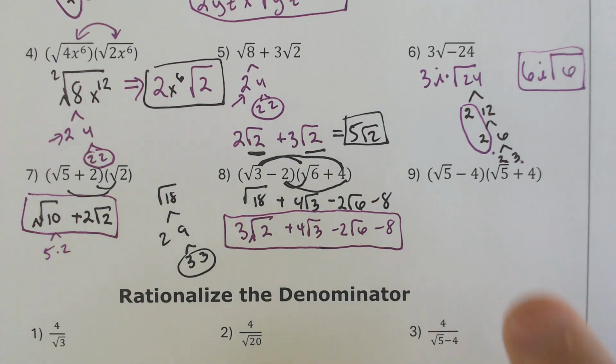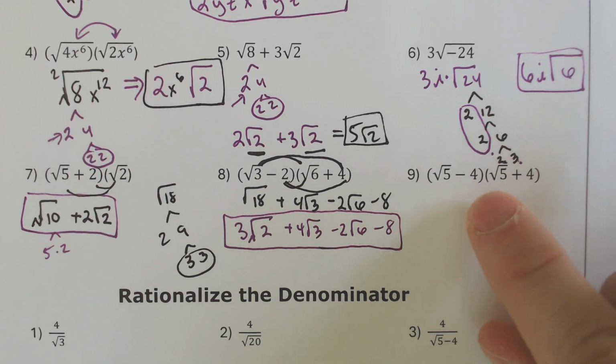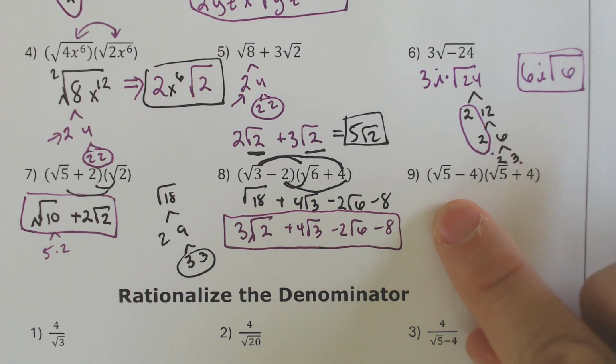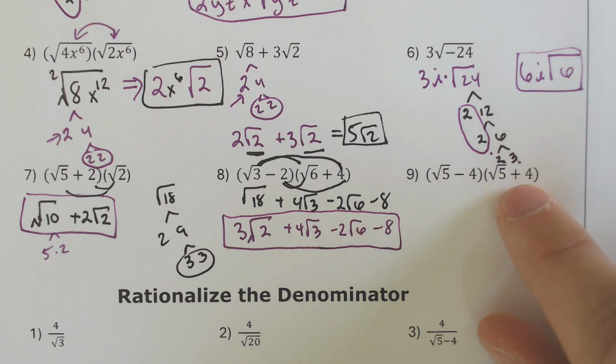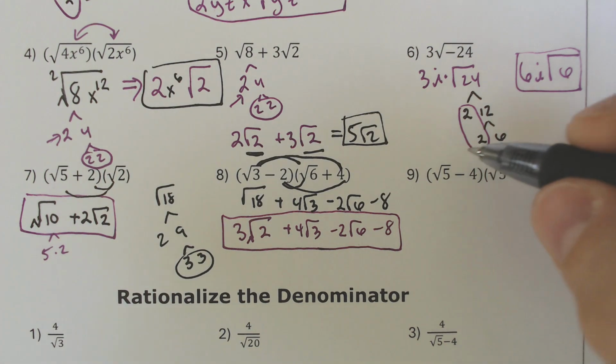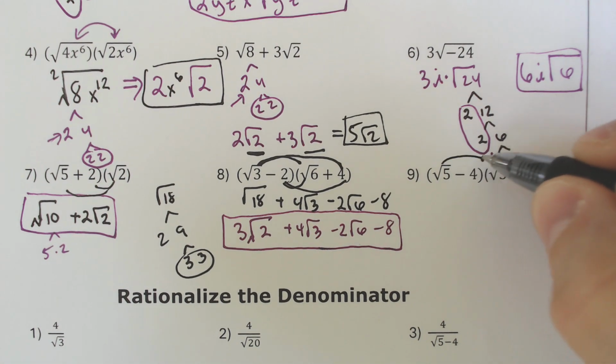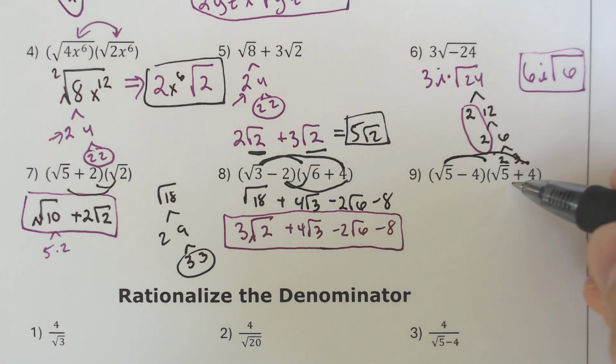Number 9, we have a very similar problem, but this is going to be a unique situation. See how it looks like it's almost the same, but we have a 4 here and a negative 4 there. They're changing the sign in the middle. That's what's called the conjugate. And when you FOIL the conjugate, magical things will happen. We're going to do square root of 5 times square root of 5.